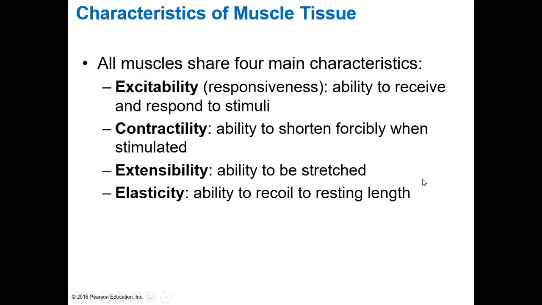There are 4 main characteristics of muscle tissue: excitability, which is the ability to respond to your environment; contractility, which means you can contract the muscle; extensibility, which means you can stretch the muscle; and elasticity, which means you can do both without destroying the muscle. You can contract it and stretch it out, and it'll always come back to normal muscle shape.